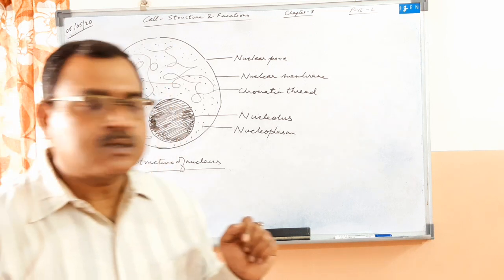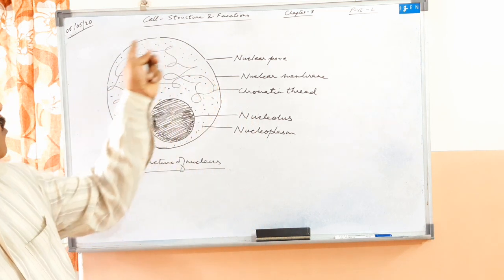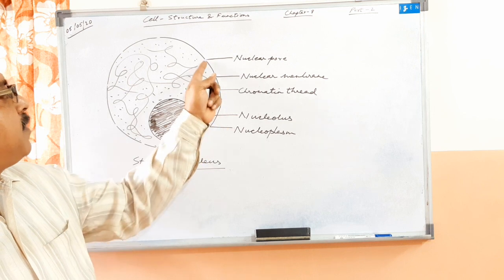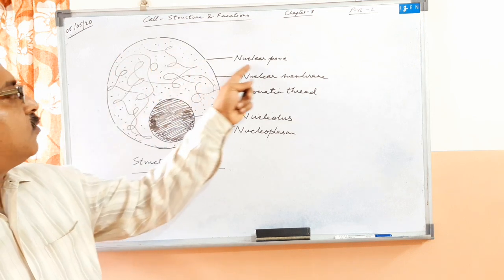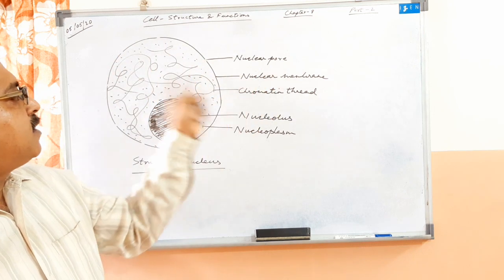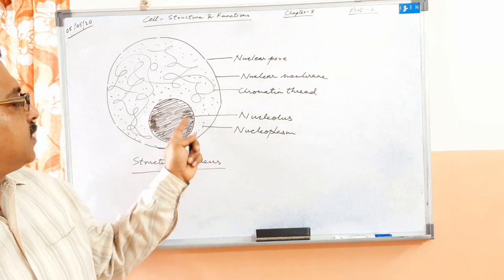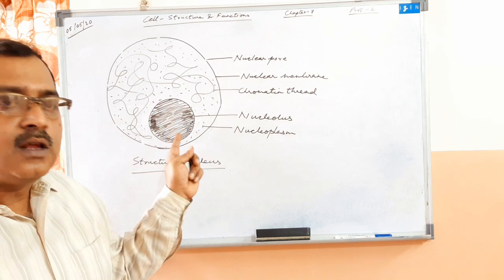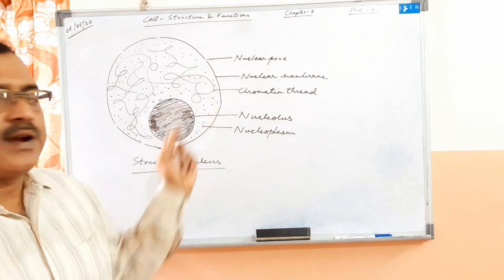So remember these 5 parts. This is the nuclear membrane. In the nuclear membrane there are pores which are called nuclear pore. Within the nucleus there is nucleoplasm, a dark body called nucleolus, and chromatin thread.